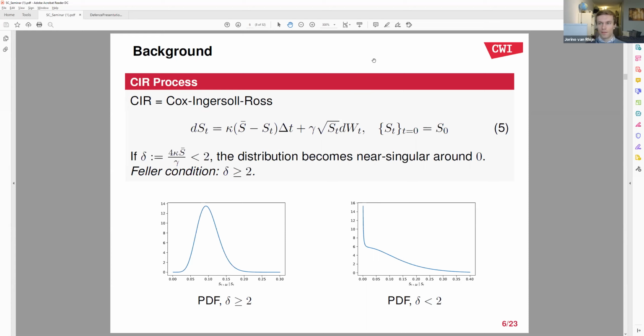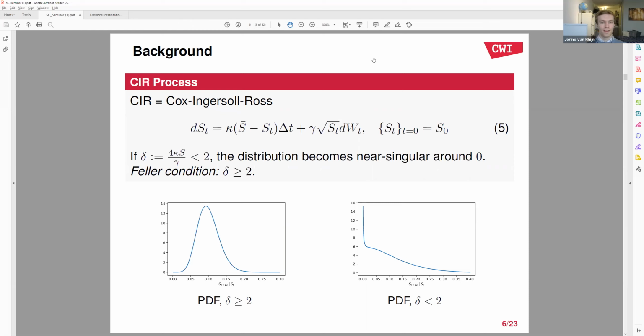And it turns out that the CIR process follows the non-central chi-square distribution. So this is an example where we know the conditional distribution of the next value given the previous value. And the non-central chi-square distribution has this degrees of freedom parameter. So I'm calling it delta here. And if the degrees of freedom parameter is below 2, then it develops this near singular behavior near the origin when viewing from positive infinity. So I've plotted that on the right.